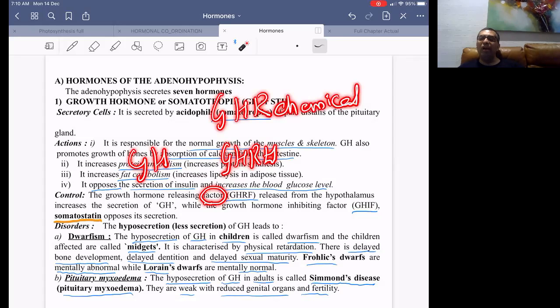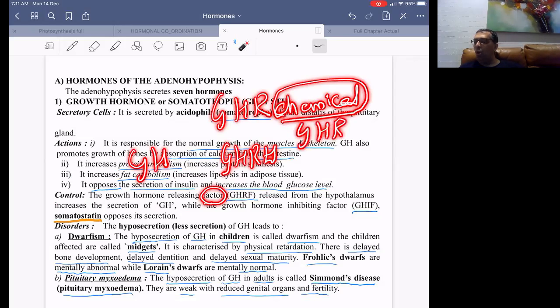So that growth hormone releasing chemical has not been detected. If it is detected, then it should be called growth hormone releasing hormone. But this hormone has not been detected. This hormone has not been detected.